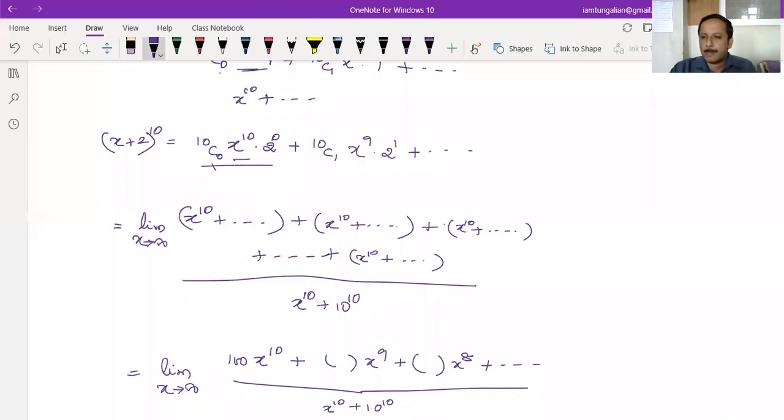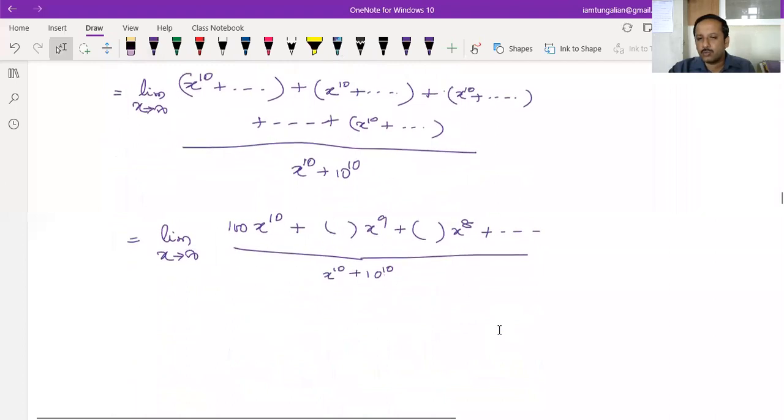Now you observe, the numerator is a polynomial of degree 10. The denominator is also a polynomial of degree 10. When both are polynomials of the same degree and when x tends to infinity, the value of this limit will be equal to the coefficient of the highest power of x in the numerator divided by the coefficient of the highest power of x in the denominator.